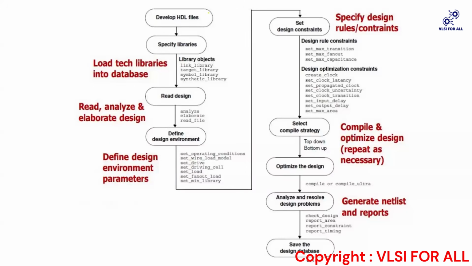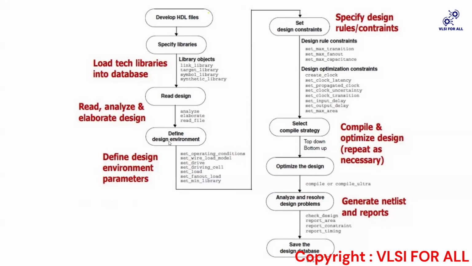Now let's go to system interface. Example commands are set_driving_cell, set_load, and set_output fanout load. The information regarding outside logic driving and receiving signals from your ASIC is captured through these constraints. Let me explain once again: the information regarding outside logic driving and receiving signals from your ASIC is captured through these constraints, like set_driving_cell, set_load, set fanout load, etc.